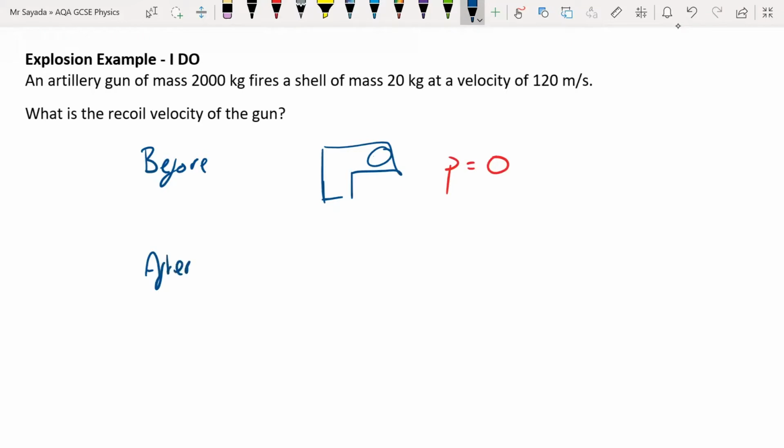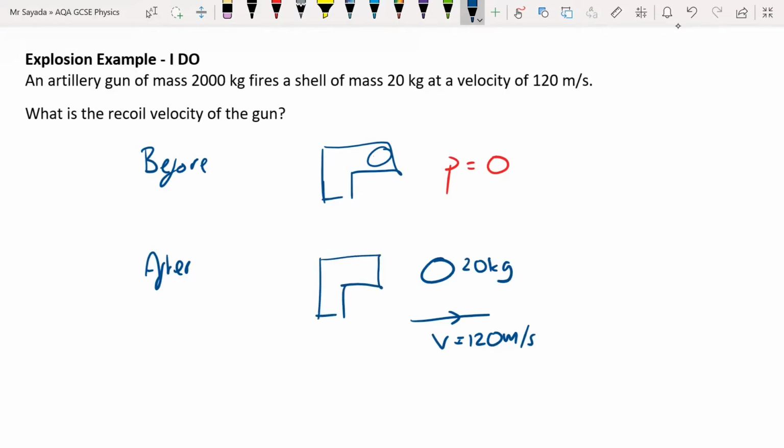Afterwards, the shell is now moving off at a very high velocity, and it has a mass of 20 kilograms. What that means is, for the momentum to still be 0, the gun must have what we call a recoil velocity in the opposite direction, just like the examples of the skateboard before and the fan-powered toy car, where one thing moved one way, something else had to move the other way, so that the total momentum was still 0.